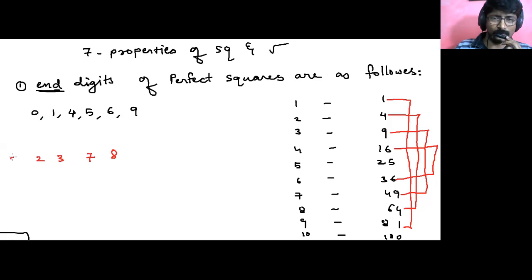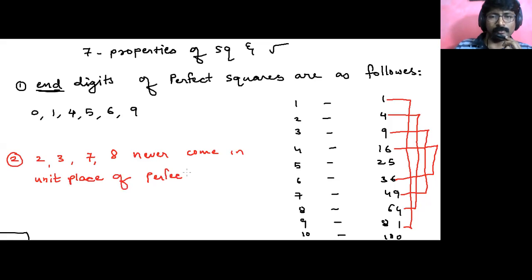So this is our property number 2. 2, 3, 7, 8 never come in the unit place, or end place, of a perfect square number.